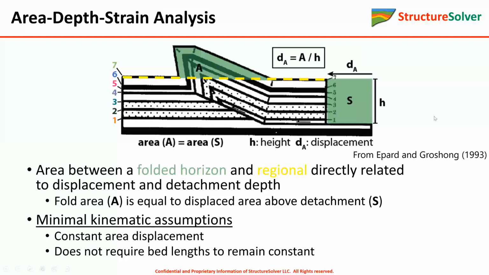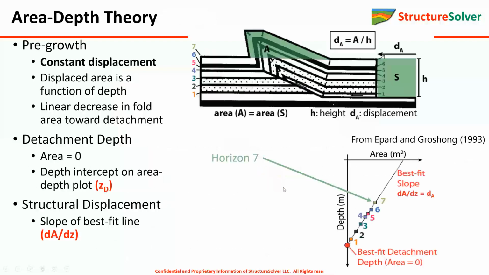In more recent studies, we've been able to expand on that to use that relationship to compute where the detachment is located, and all of this is with relatively minimal kinematic assumptions. It's just constant area displacement, and one of the upshots of this is that we're not assuming that the bed lengths are maintained during deformation. We'll circle back to this, and that is actually the key factor that allows us to estimate changes in bed length and relate that to strain.